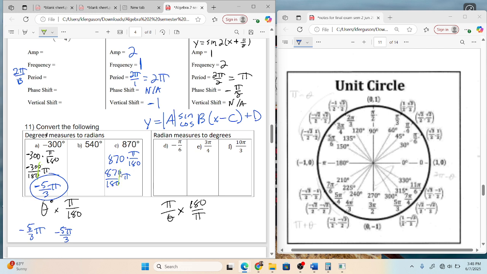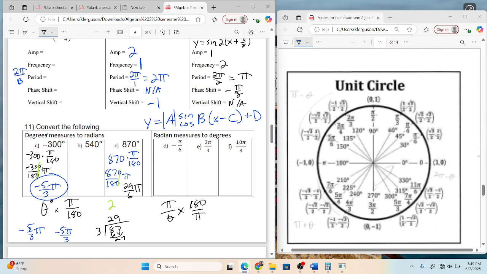So 87 divided by 3, let's see. 3 goes into 8 2 times, that's 6, with 2 left over. Bring down the 7. 3 goes into 27 9 times. So that's 29 on the top. And then 3 goes into 18 6 times. So that's 29 over 6 times pi, or 29 pi over 6. Either way you say it is fine.